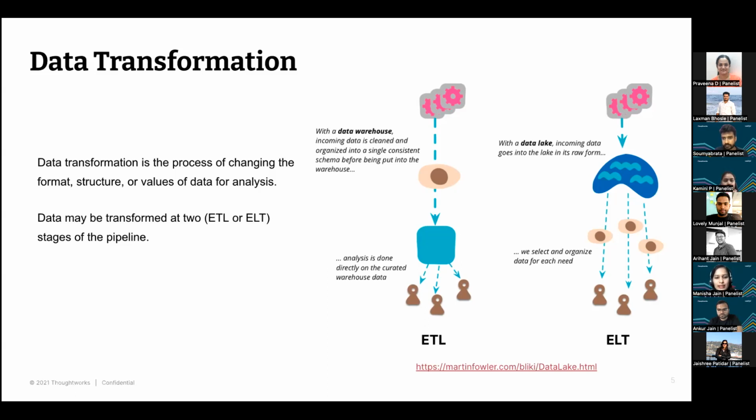The one on the right is ELT. ELT comes into picture when we talk about data lakes, where we bring the data in its raw form. We do not do transformation. We bring the data and load the data into data lake as is, and then do transformation based on the needs of the users. So these are the two different stages where you would have heard the transformation happening, and that's what differentiates ETL and ELT. Moving on.